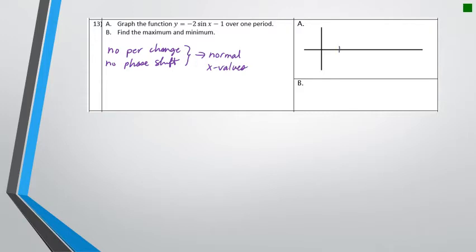And what I mean by that is I'm going to have 4 tick marks, and they're going to be the same ones that you use with the parent function. So pi over 2, pi, 3 pi over 2, and 2 pi.